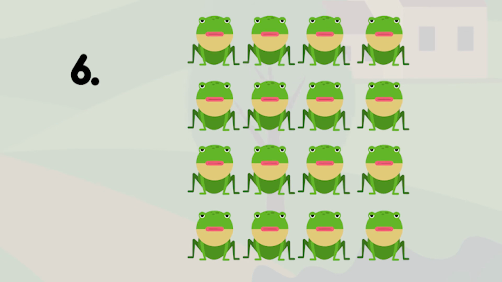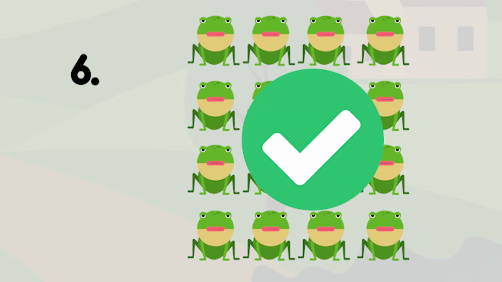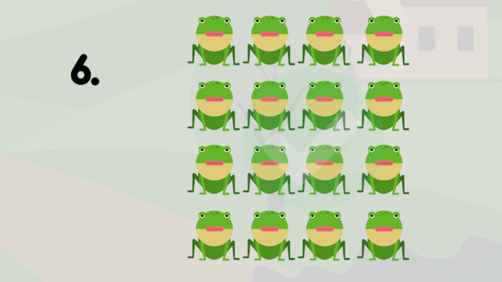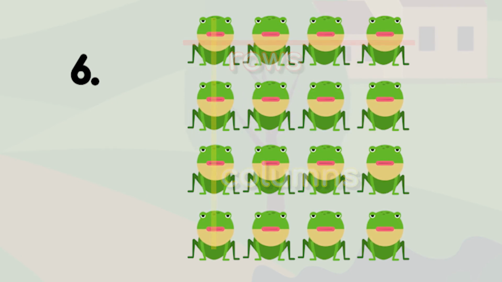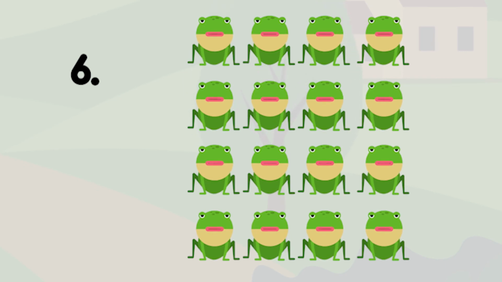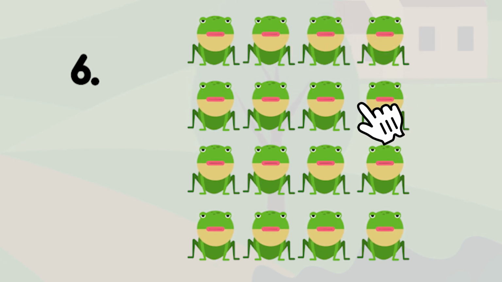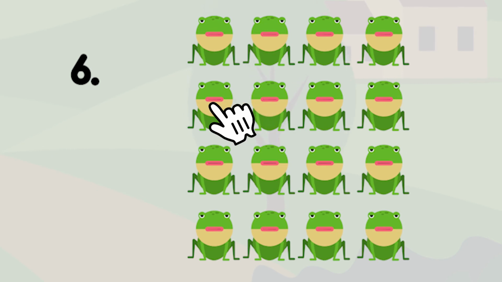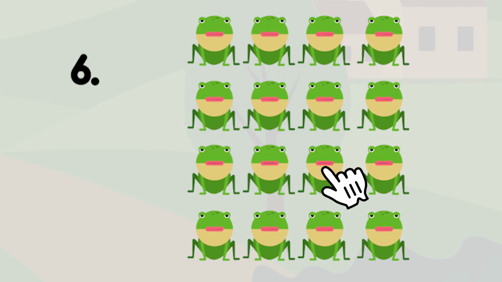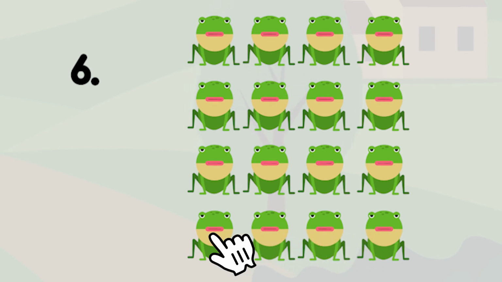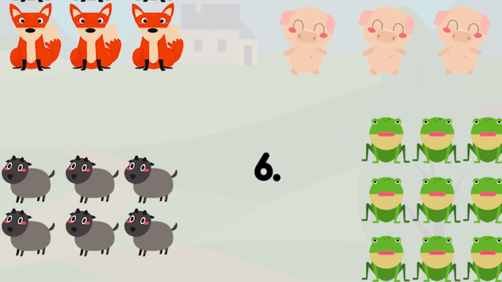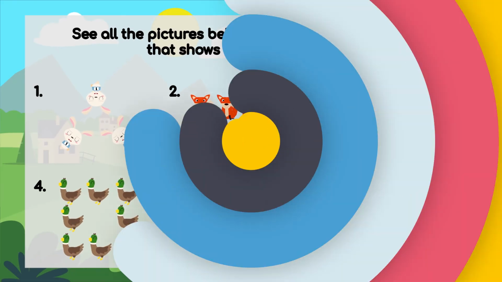So is it an array? Yes, that's right, it is an array, because they have the same amount in rows and columns. So let's count them all in total. 1, 2, 3, 4, 5, 6, 7, 8, 9, 10, 11, 12, 13, 14, 15, 16. 16 frogs. It is a lot.